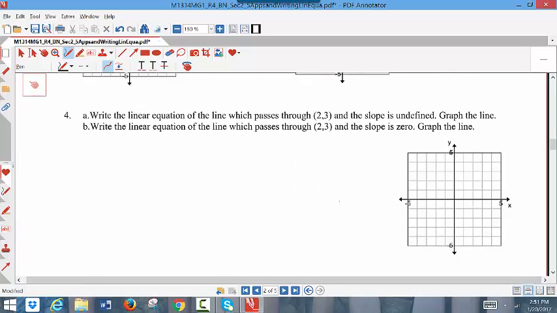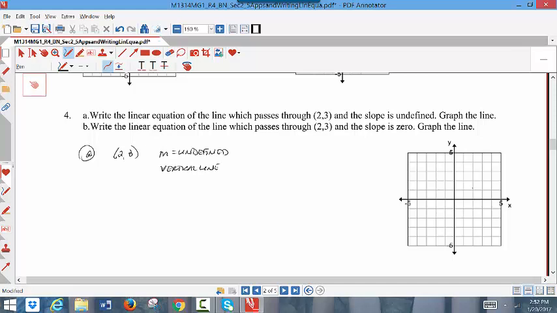So this says write the linear equation of the line which passes through the point (2, 3) and has a slope which is undefined in part A. And then part B says write the linear equation of the line which passes through (2, 3) and has a slope of 0. Okay, part A. Part A says I have the point (2, 3), and it says that my slope is undefined.